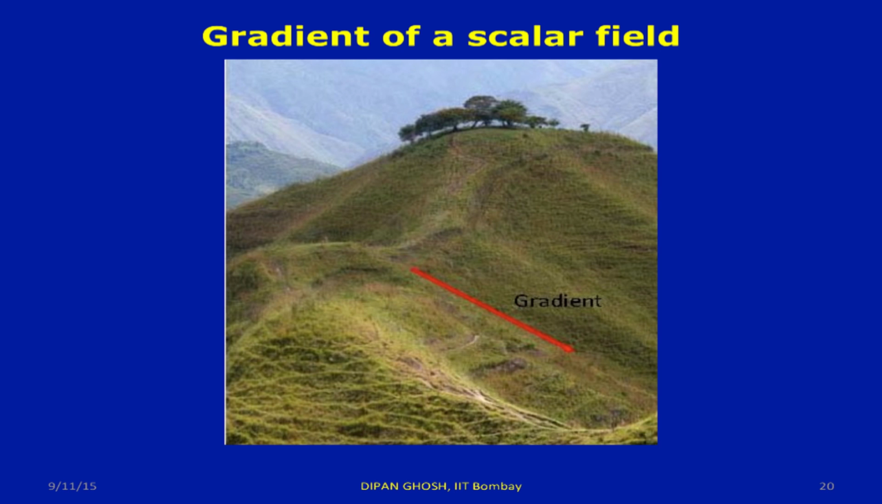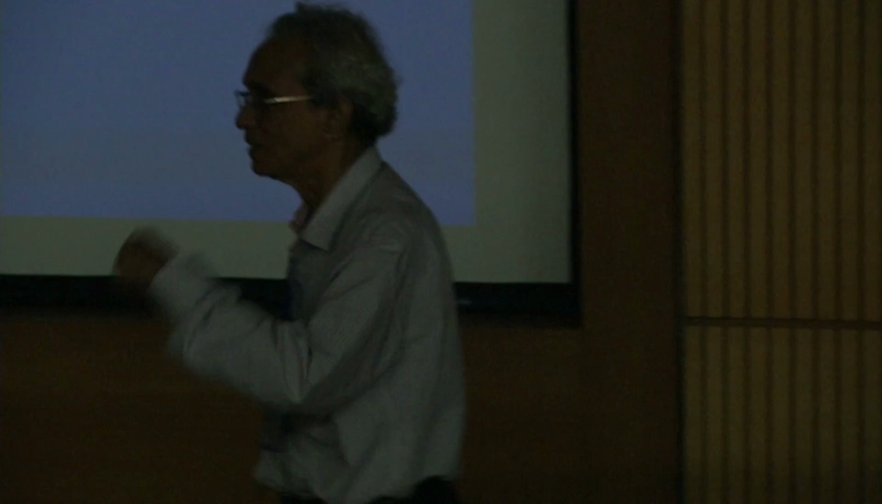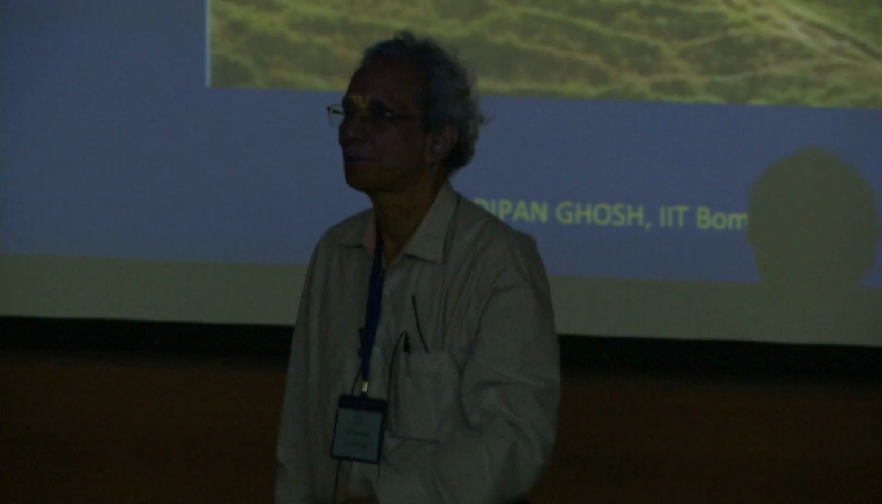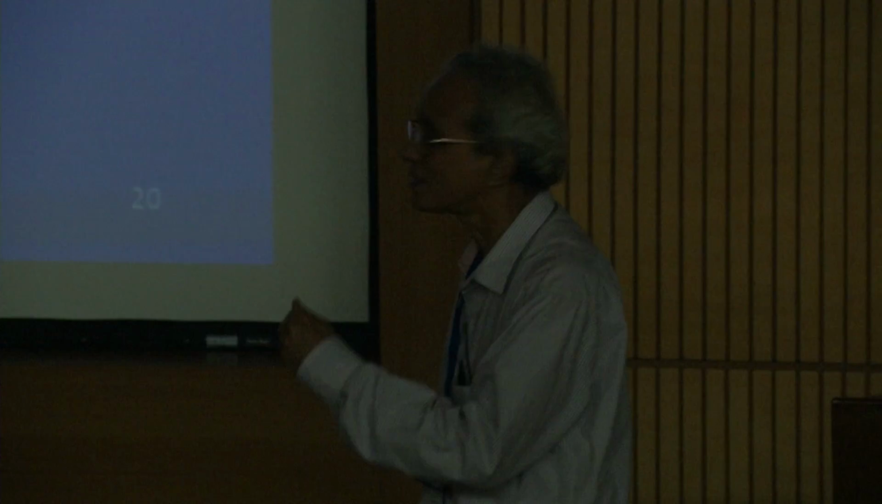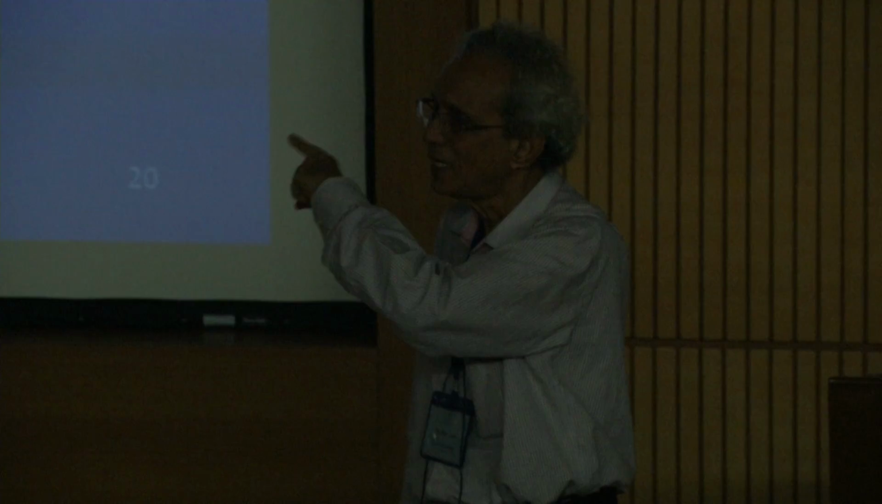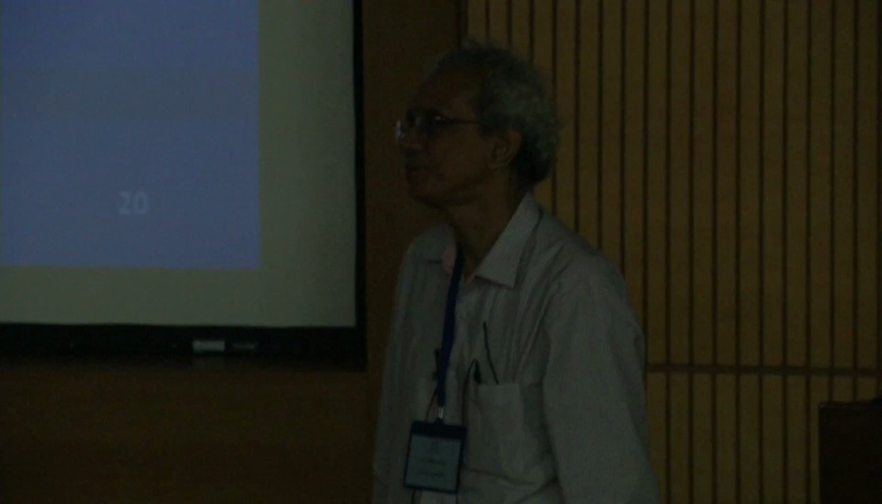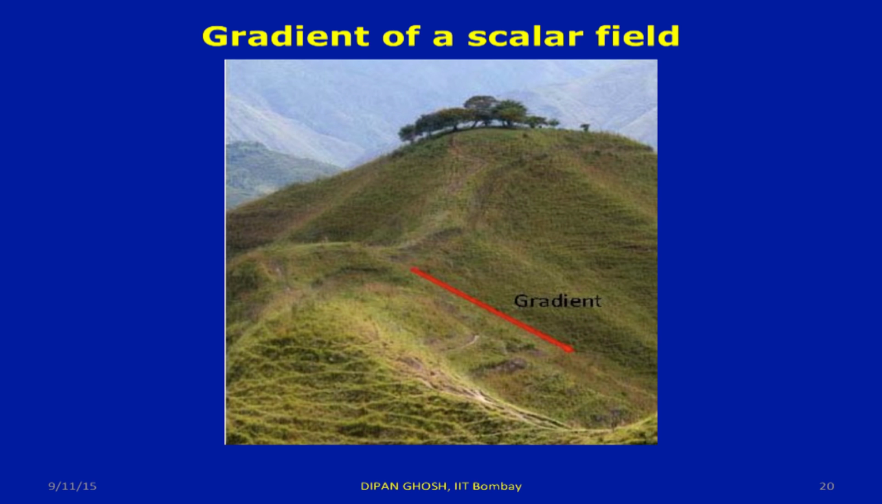Now, there are many ways of coming from this point to that point. One of the possibilities is you just decide to go like this or come like that. But there is a direction in which the descent is steepest. So it is that direction which is the direction of the gradient. So the gradient direction, as I told you, is the direction in which the directional derivative has maximum value. So in this picture, this is the direction of the gradient.